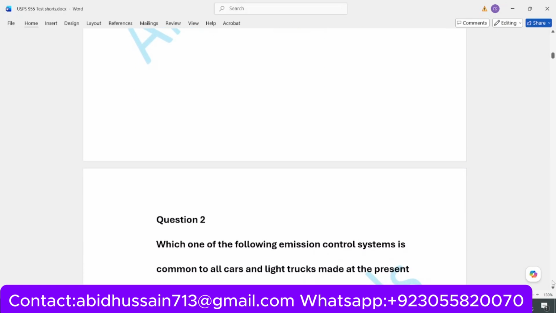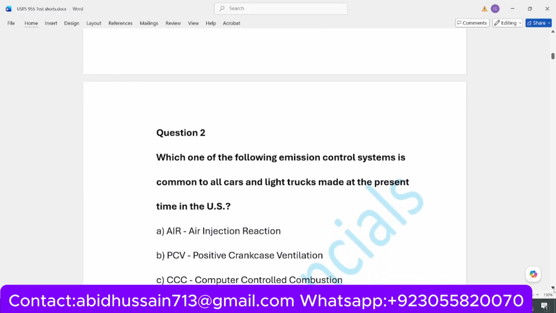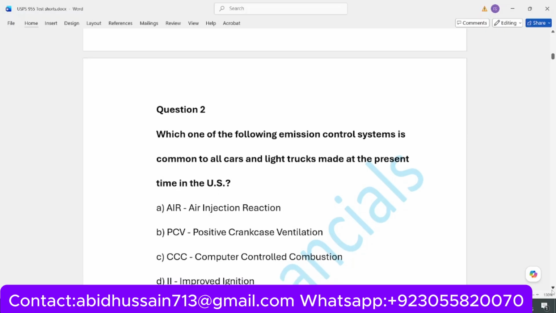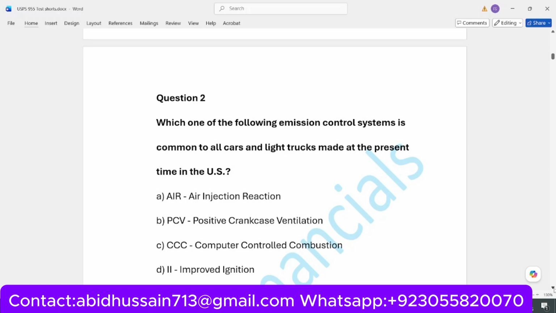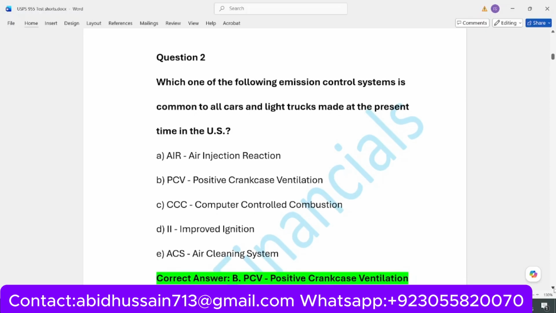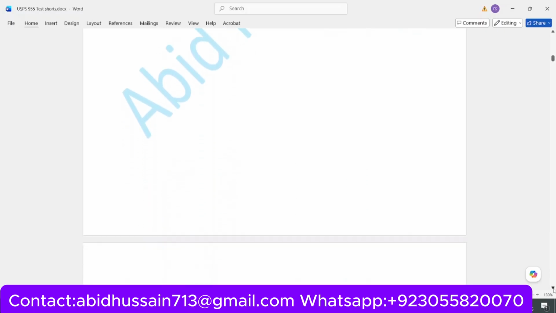Which of the following emission control systems is common to all cars and light trucks made at the present time in the US? A, air injector reaction. B, PCV, positive crankcase ventilation. C, CCC, computer controlled combustion. And D is improved ignition. E is ACS, air cleaning system. The correct option is B, PCV, positive crankcase ventilation.